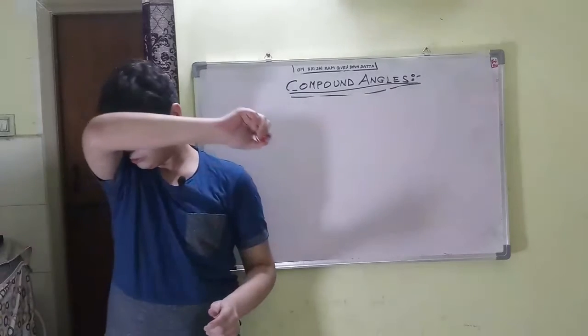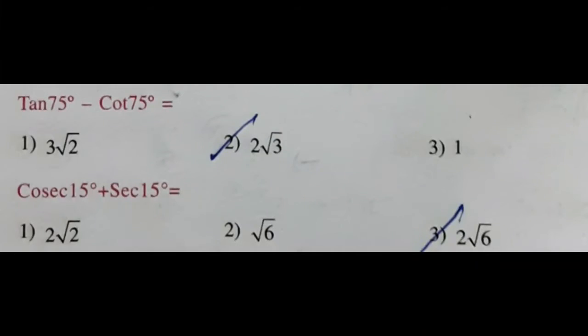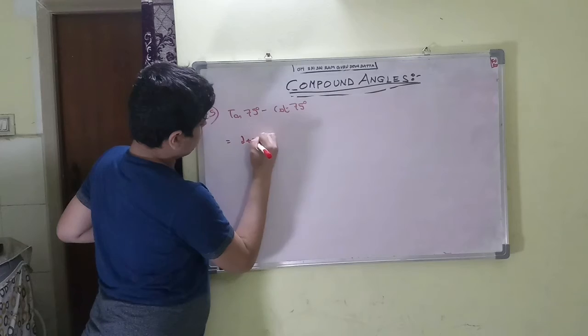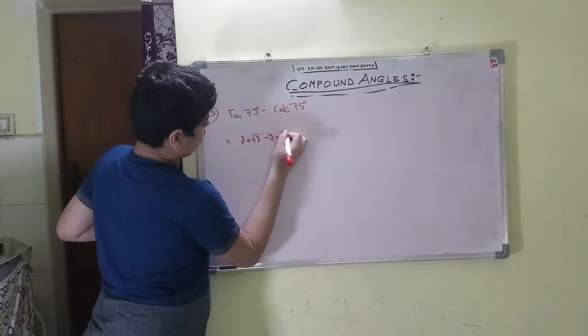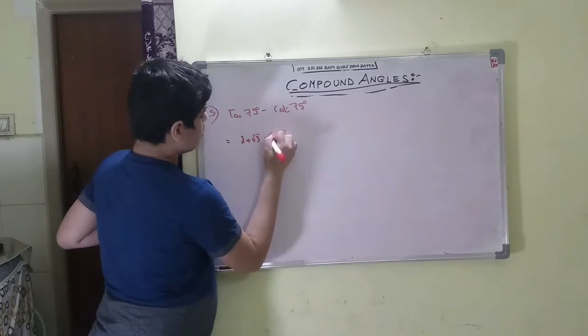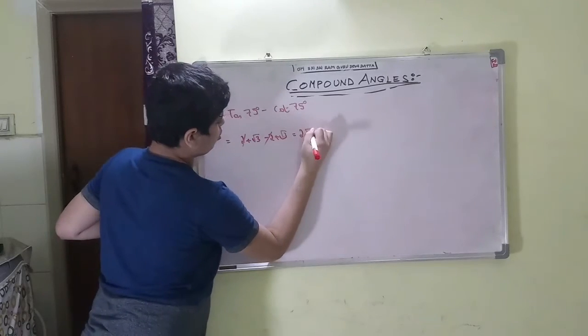Okay, the next question I am showing it on board. So these are two questions. I have given the values of tan 75, cot 75, cosecant 15 and secant 15. So we need to directly add: 2 plus root 3 minus (2 minus root 3). So the 2s get cancelled, and it is 2 root 3.